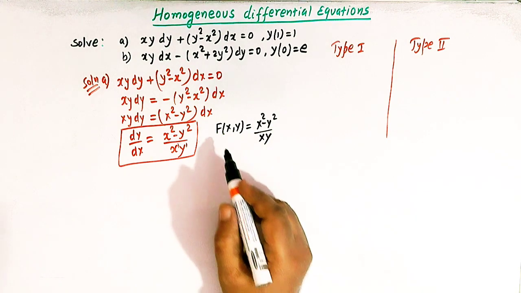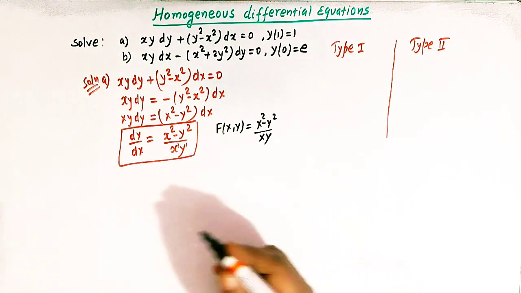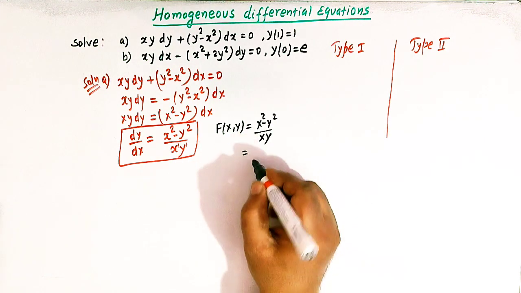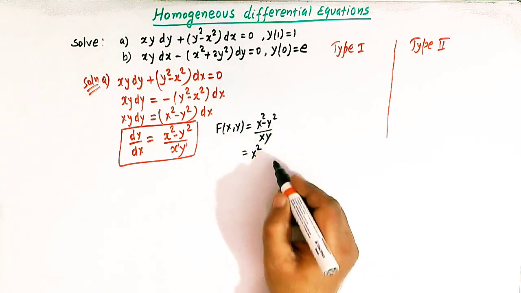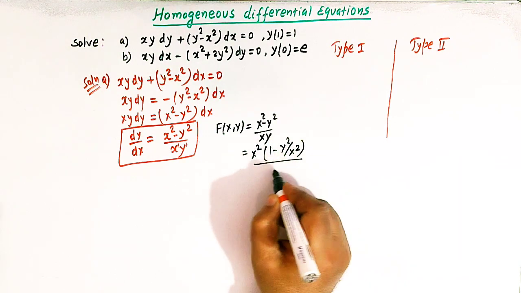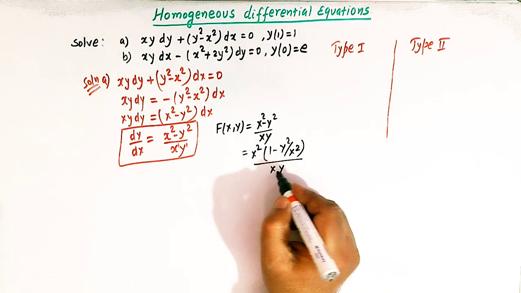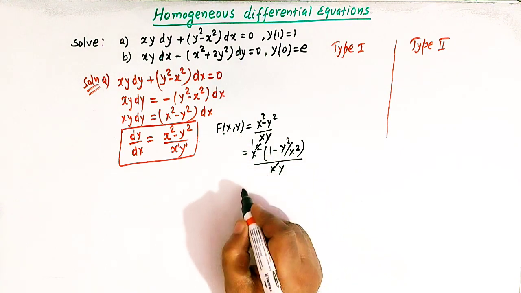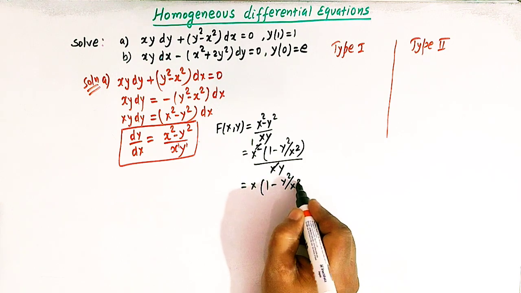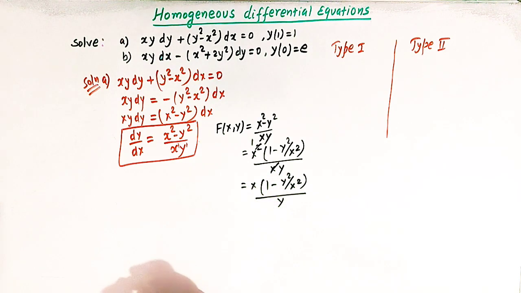So now let us take this function in another way. What we will do, we'll take x square common from the numerator. We have 1 minus y square over x square, and here we have xy. We can cancel this x. Then we have x times 1 minus y square over x square, and here we have y.